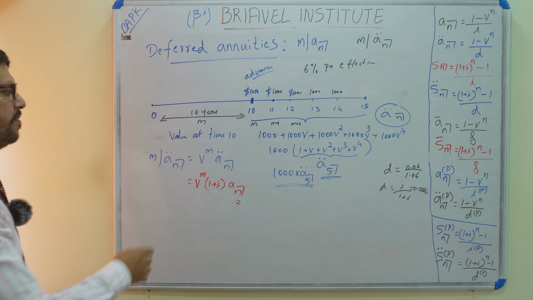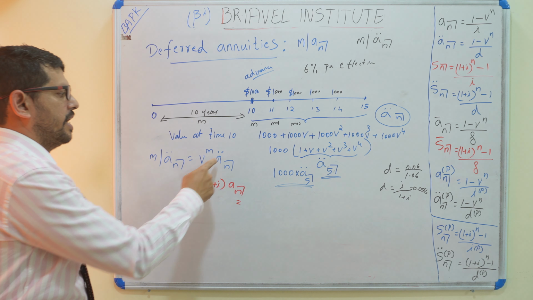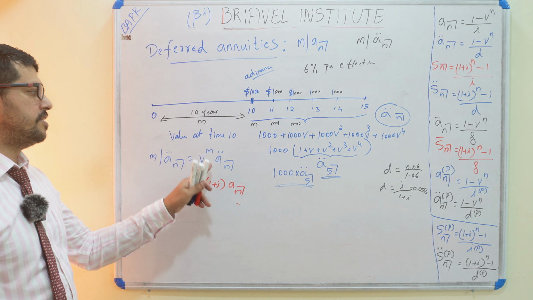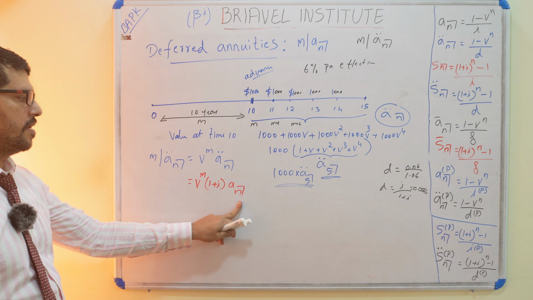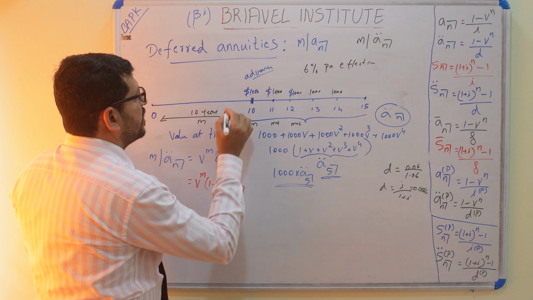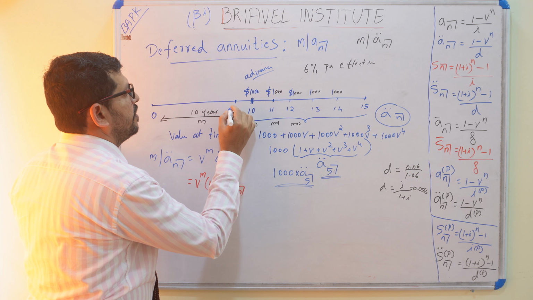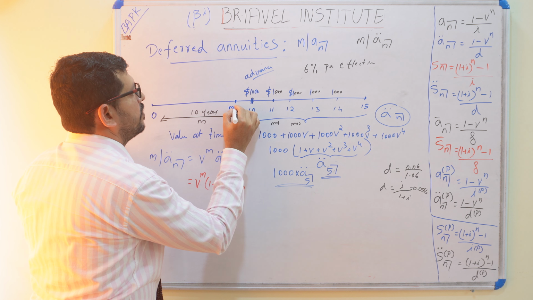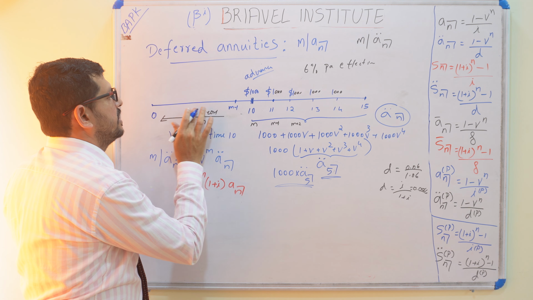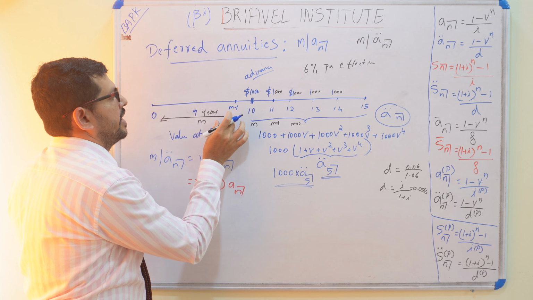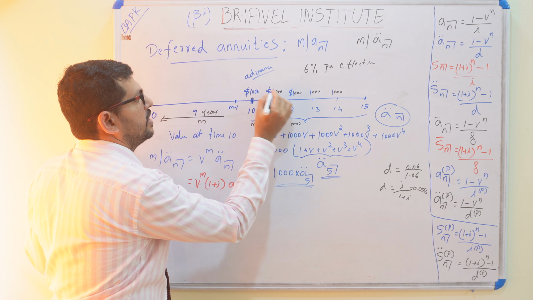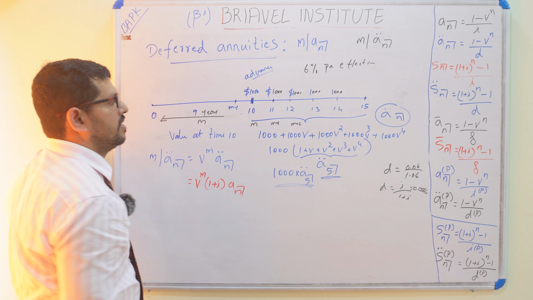So the first method is vm an, which we studied directly, and the second method is vm 1 plus i an, where instead of a due n we write an. And one more method: here is the present value, and here we are taking m minus 1. So it is up to how many years? It is 9 years. And this is the first payment, 1000, like that.